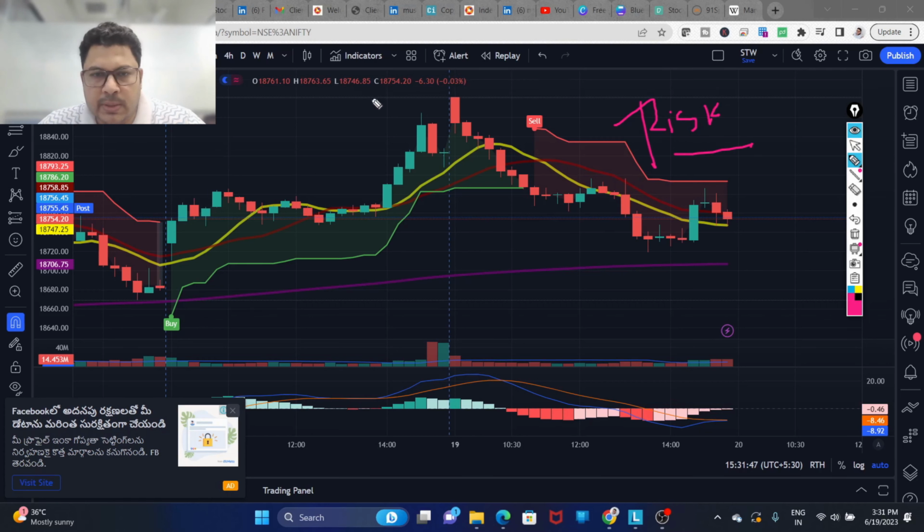Risk management. That means if you are shorting here, your stop loss should be here. You should be ready to take this stop loss. Don't wait if it starts going up, thinking it will come back, it will come back. Don't wait here. Just cut the trade and find some other trade. If not today, tomorrow can be your day.